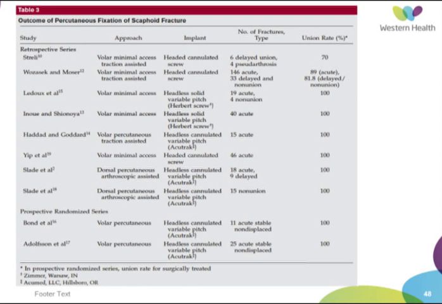This table here shows several studies that have been done which showed different approaches to fracture fixation, different implants used, and different fracture types. However, this is the main feature here, which showed that the studies with a 100% union rate were the ones that used headless screws, whereas the ones that had headed screws had a slightly lower union rate.